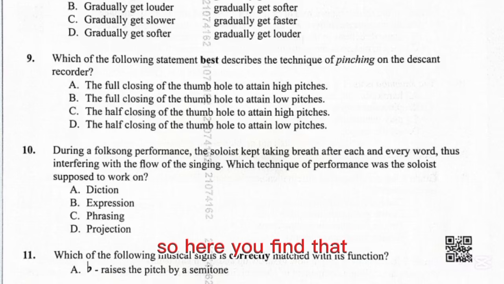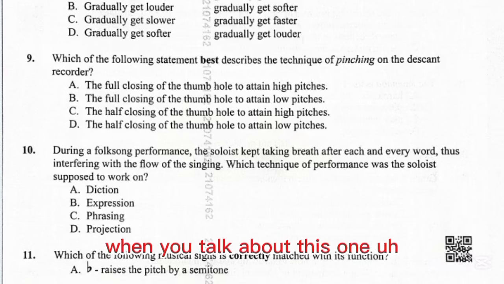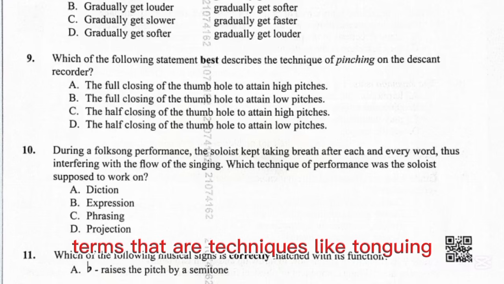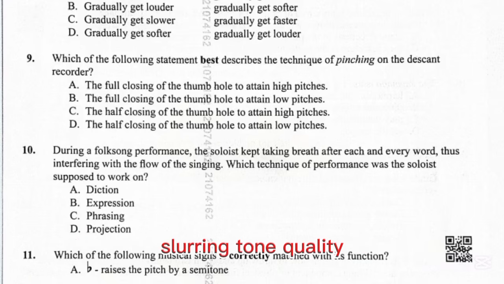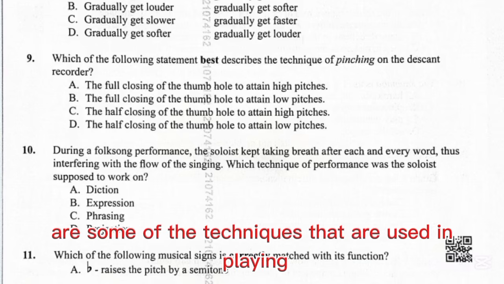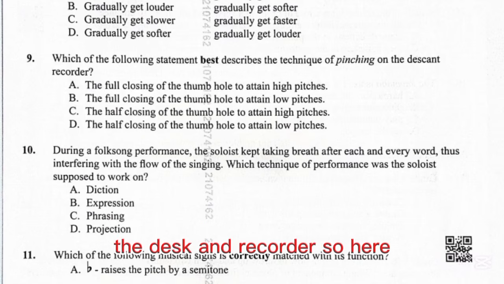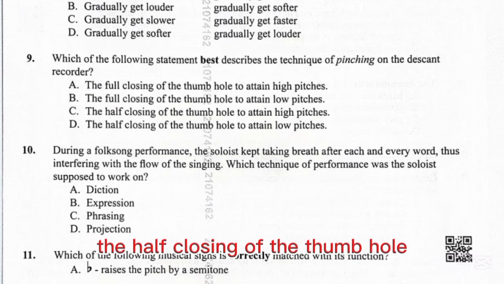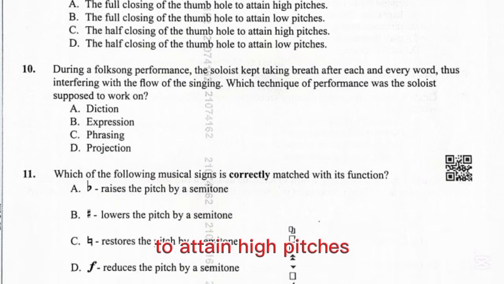So here you find that we have other techniques like tonguing, slurring, tone quality, blend, balance, and blowing that are used in playing the descant recorder. So here the correct answer was the half closing of the thumb hole to attain high pitches.